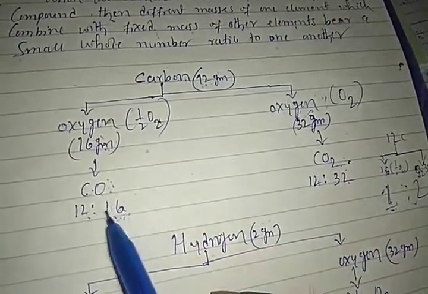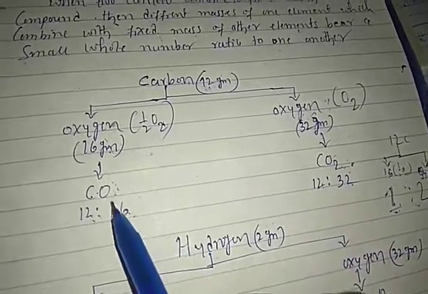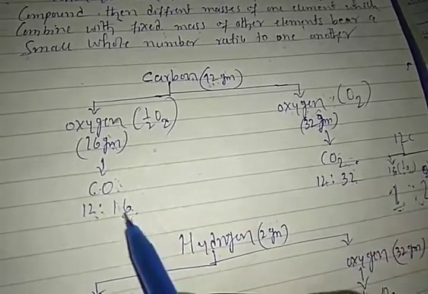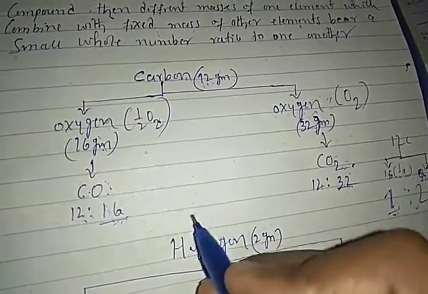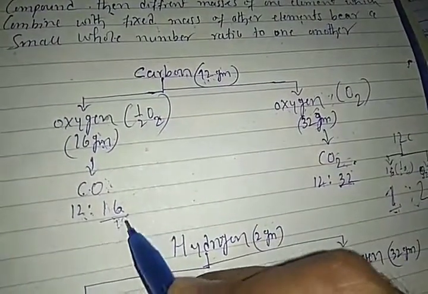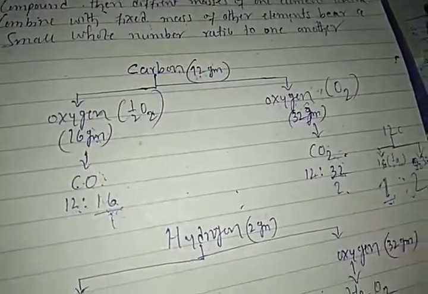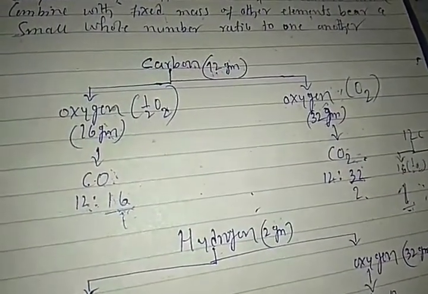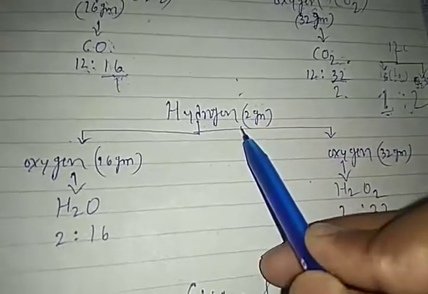When you compare CO and CO2, the oxygen masses are in a simple whole number ratio, 16 gram to 32 gram, so the ratio is 1:2. Here this is the 1 ratio, and this is the 2 ratio, a simple whole number ratio. Right, students? Understood? So let's see one more example, students. Hydrogen, 2 gram.